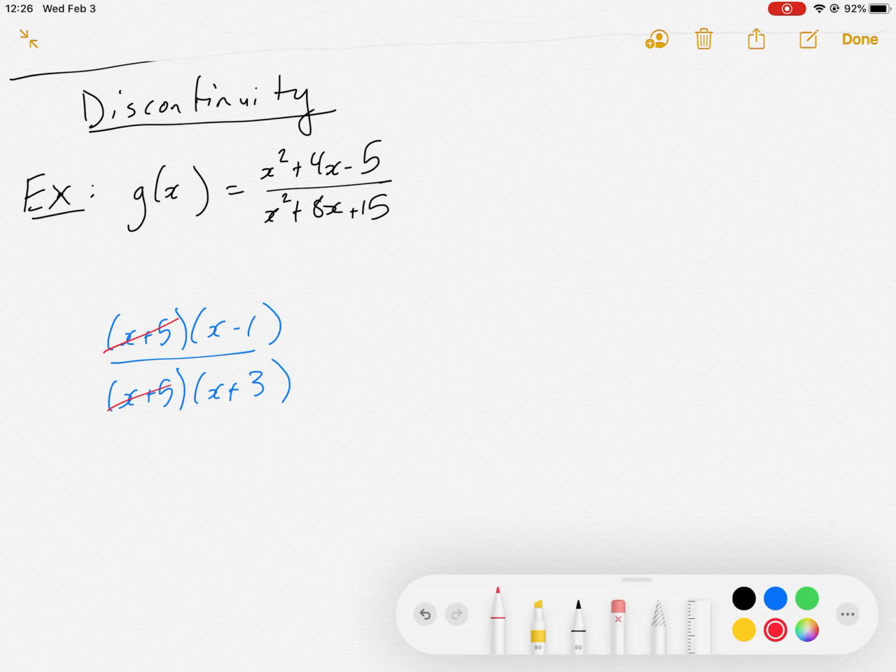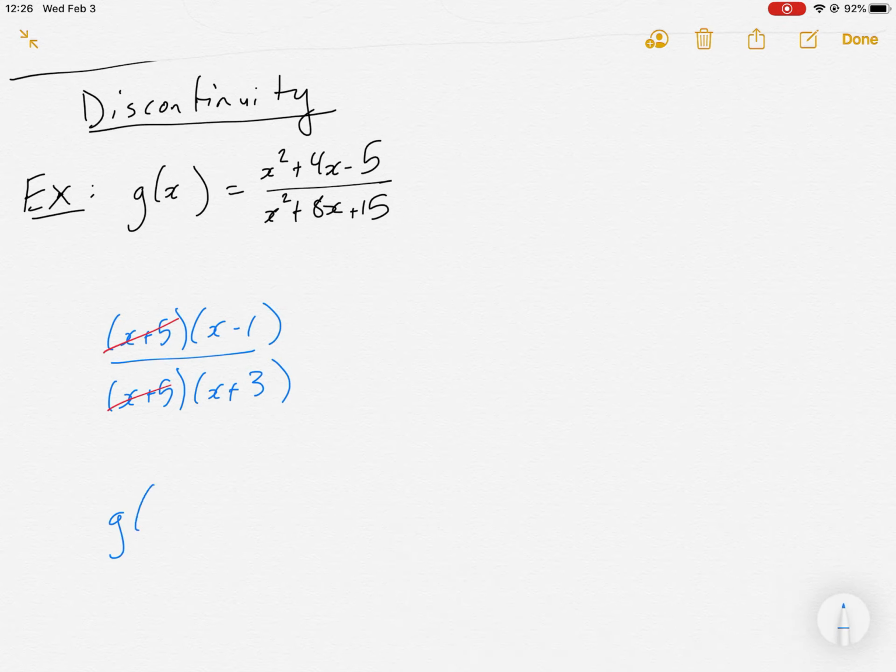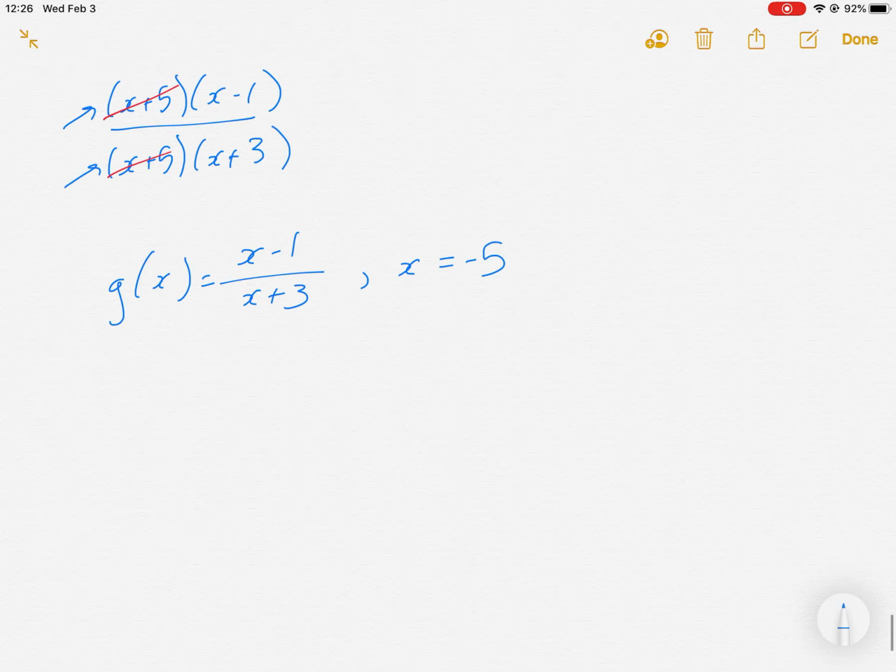Notice these two factors cancel out, and this tells me that g of x just equals x minus 1 over x plus 3. So for all intents and purposes, g of x is equal to this function. However, the original function had the x plus 5 factor in it, so we also have to mention that x can never be negative 5. The reason is that g of x exists everywhere except right at negative 5. It's not an asymptote. It's just the spot where the graph disappears.